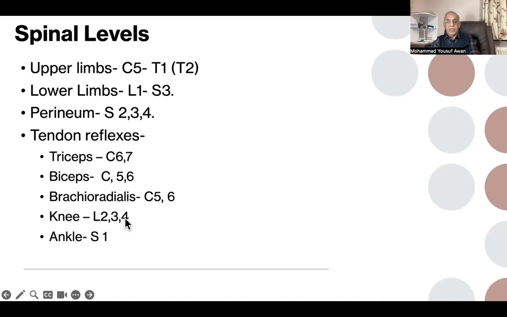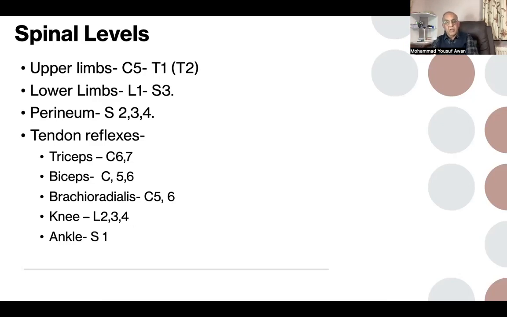The brachioradialis is supplied by C5 and 6. The biceps is supplied by C5 and 6, and the triceps by C6 and 7. So the ankle is S1, the knee is L2, 3, 4, C5 and 6 is the brachioradialis, C5 and 6 the biceps, and C6 and 7 is the triceps reflexes.